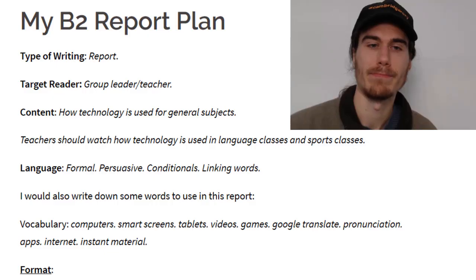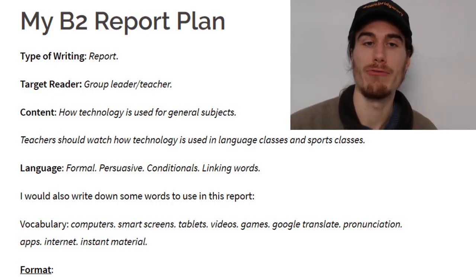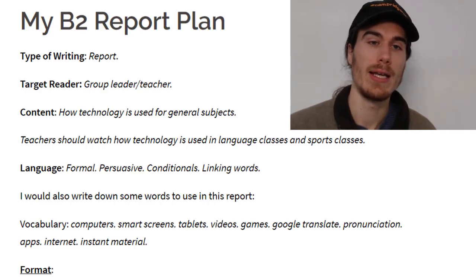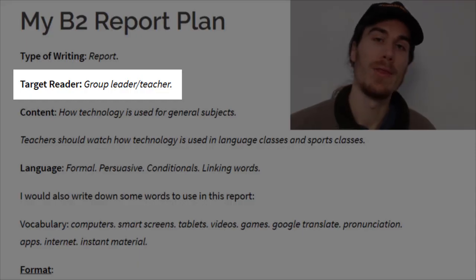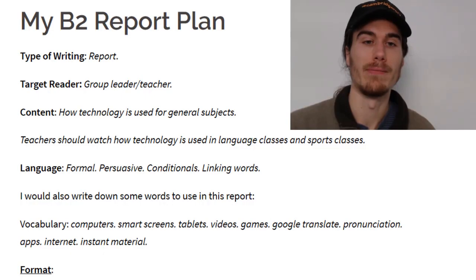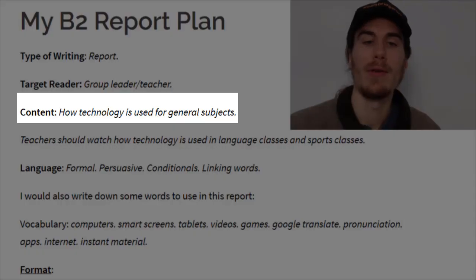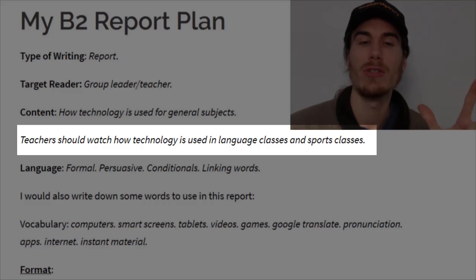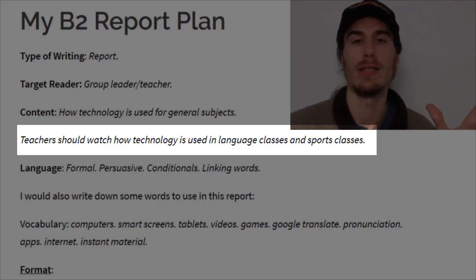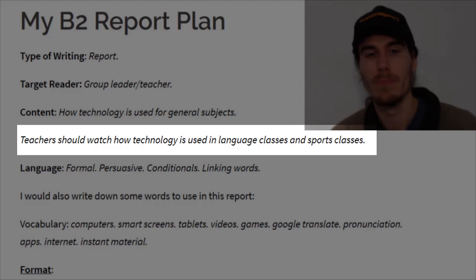Okay, so hopefully you've done that, and now let's have a look at what I wrote in my B2 report plan. So the type of writing is a report. The target reader is a group leader, but this is also a teacher because you are a group of teachers. 2 main content points. So for me, I'm going to write about how it's used and which lessons teachers should watch. And for me, those are language classes and sports classes.